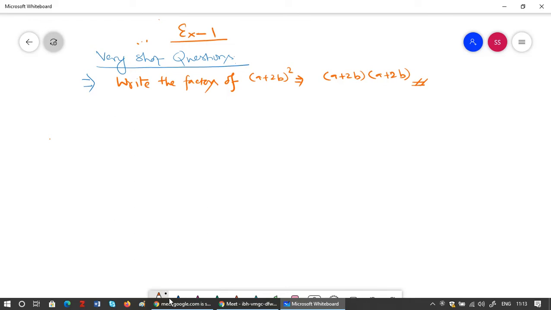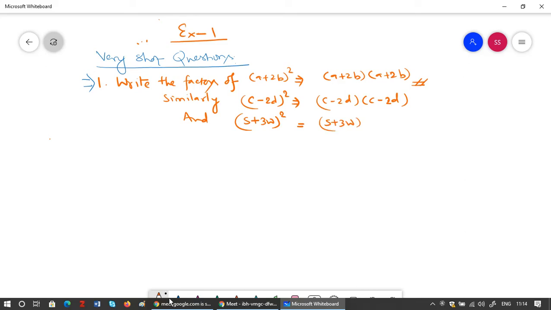Similarly, this is the 1 mark question. The factors of (c minus 2d) whole square equal (c minus 2d) times (c minus 2d), and the factors of (s plus 3w) whole square equal (s plus 3w) and (s plus 3w). This is the first question.